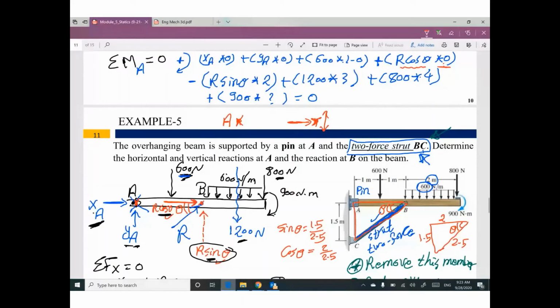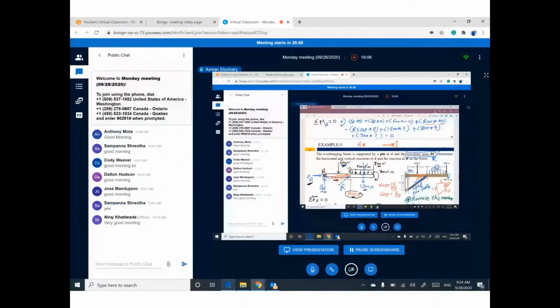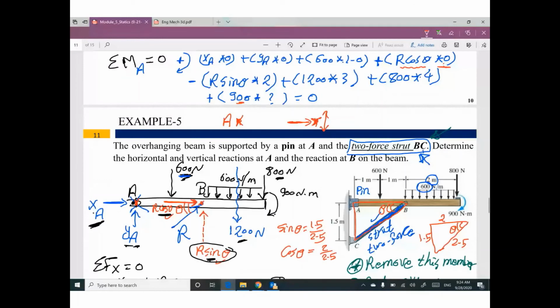My second question, and I need an answer. What is the distance for 900? 900 is this moment, and I'm sitting here at A. What is the distance between 900 and A? So what should I do here? What should I put here? Any answer?